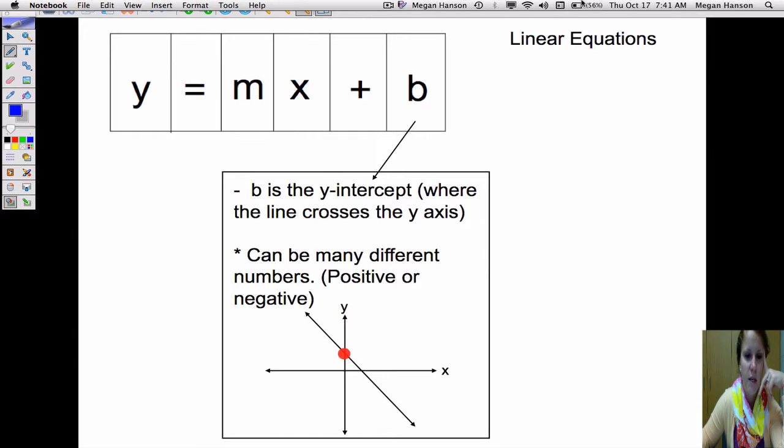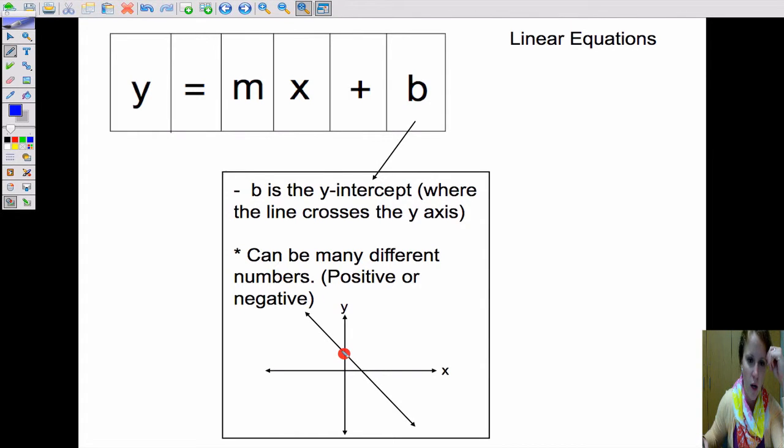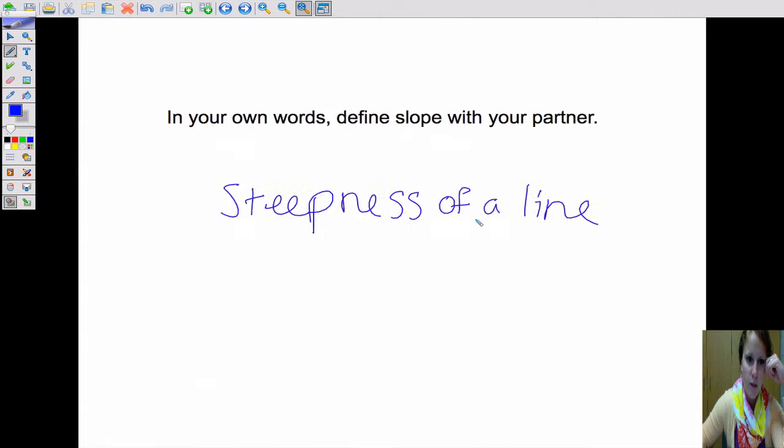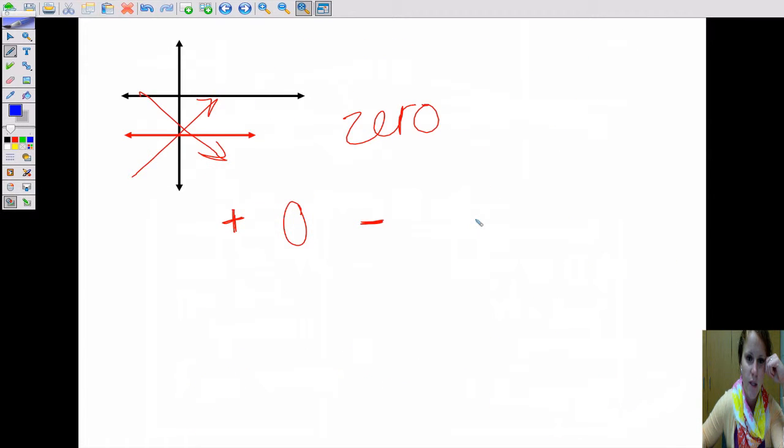And then finally, b is the y-intercept. It's where the line crosses the y-axis. It can be many different numbers. We'll put in a number for it. It could be negative if it's down here. It can be positive. It's just one point. And it's just the y coordinate when x is 0. So it's always going to be 0, comma, some y, and that is our y-intercept, and we call that b. So that's a little bit about the equations in general.